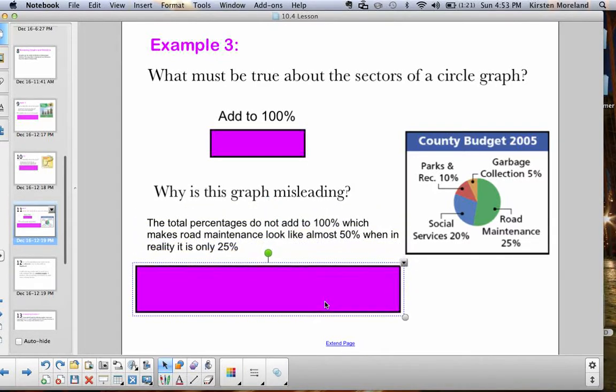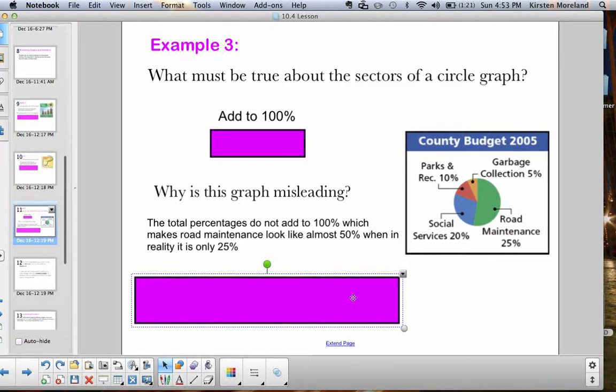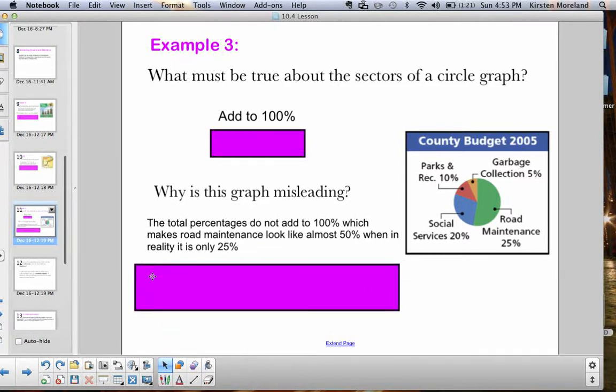It's misleading because if I look at road maintenance, the green section, it looks like it's over half the budget, but really it's only 25%. So this graph is not accurate whatsoever.